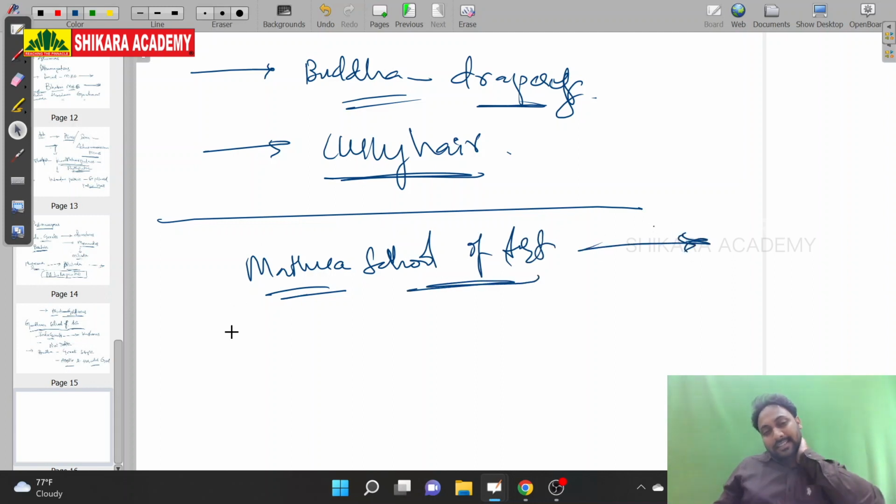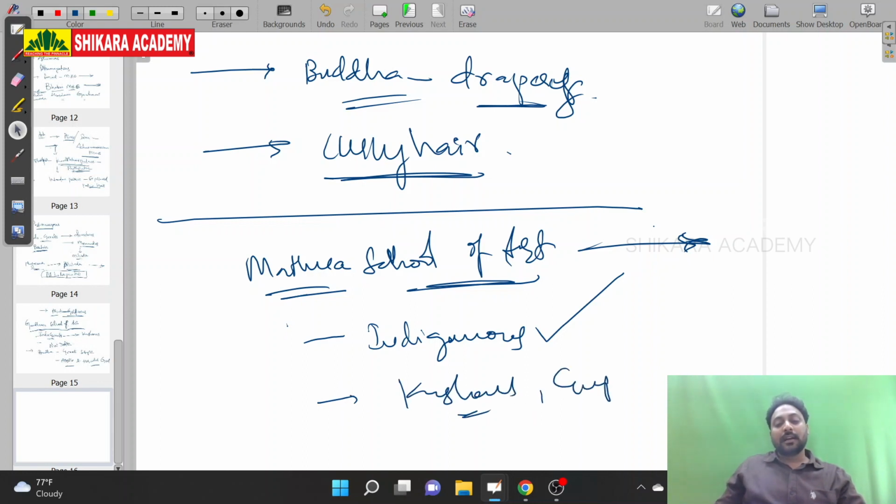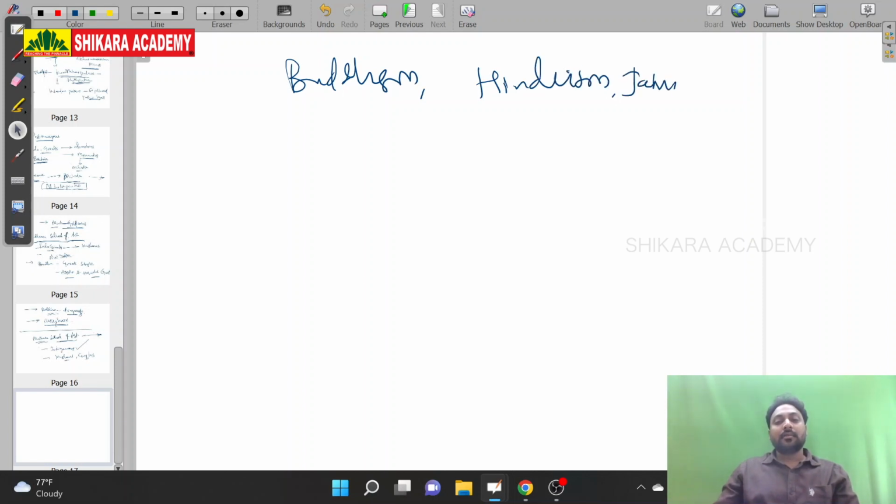This Mathura School of Art is a completely indigenous style. It is not influenced by any foreign style like Gandhara. Unlike Gandhara, Mathura is an indigenous style, developing its own. This was started by the Kushans and later developed by the Guptas. Here it is not only about Buddhism, it is about Hinduism also, and Jainism also.